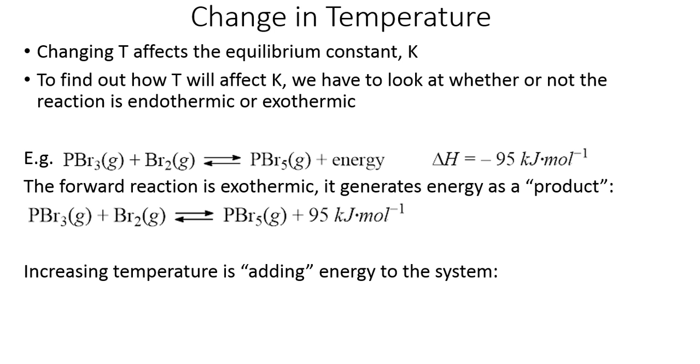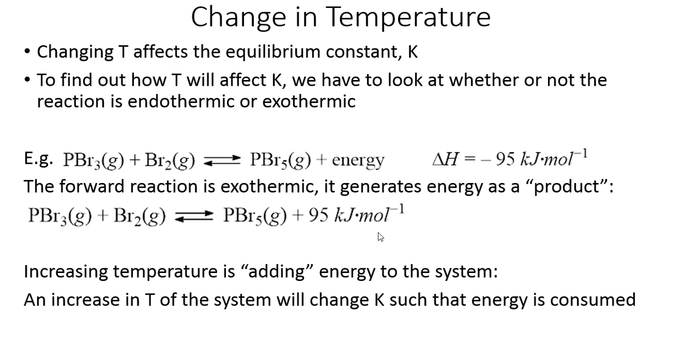Looking at the example of PBr3 and Br2 in equilibrium with PBr5, we see that our delta H is negative, and so this means that the reaction is exothermic. So it generates the energy as a product. So if we increase our temperature, it's like we're adding the energy to the system, and this increase of the temperature will change the equilibrium constant so that the energy is consumed.